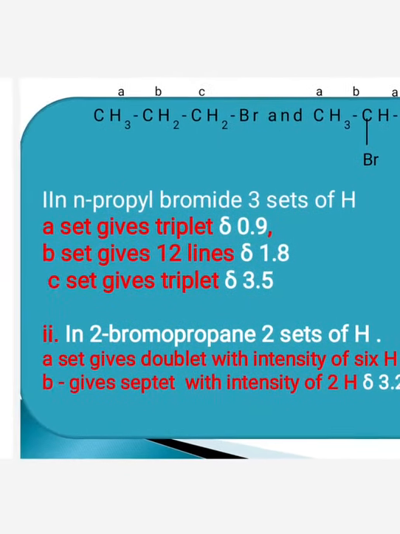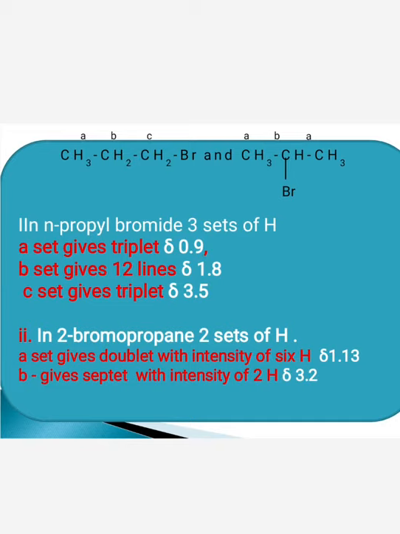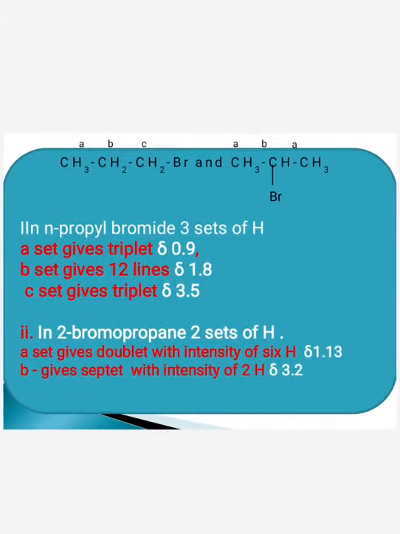In 2-bromopropane, set A gives a doublet with intensity height of 6 hydrogen atoms at delta 1.13. While for B set of protons, it gives a septet with intensity height of 2 hydrogen atoms. By using the equation n plus 1, the total number of Na protons is 6, 6 plus 1, 7. We get a septet at delta 3.2. In this way, we can distinguish these two compounds on the basis of NMR.